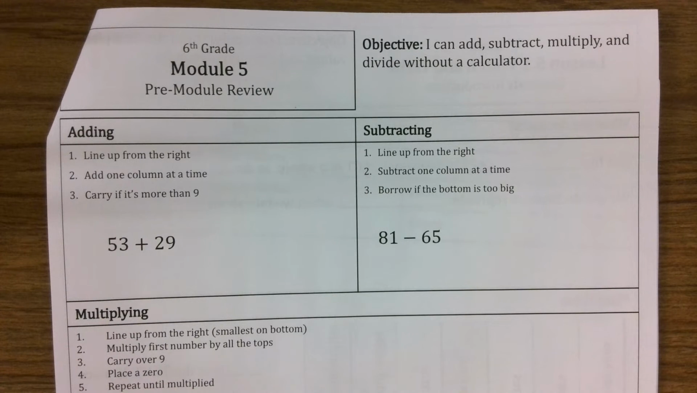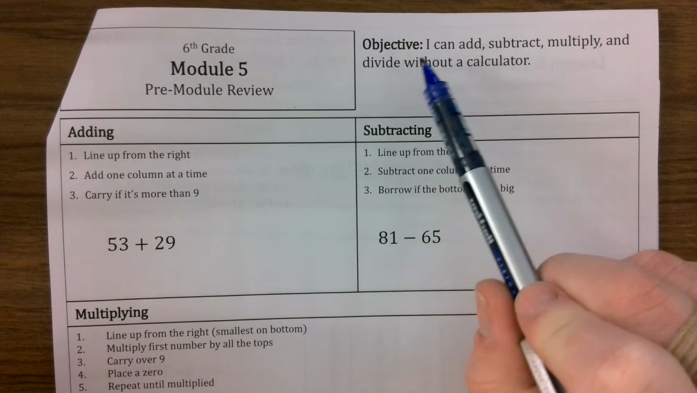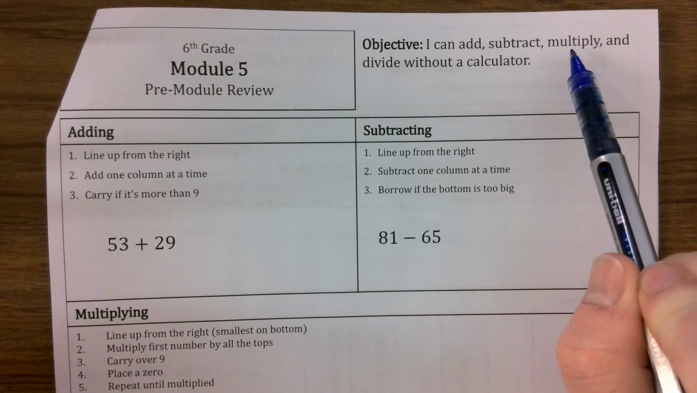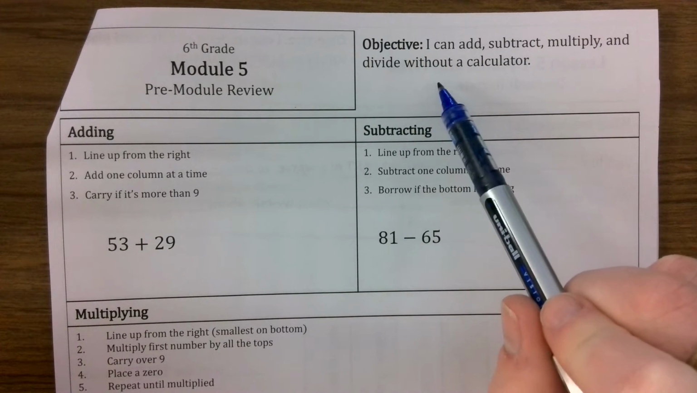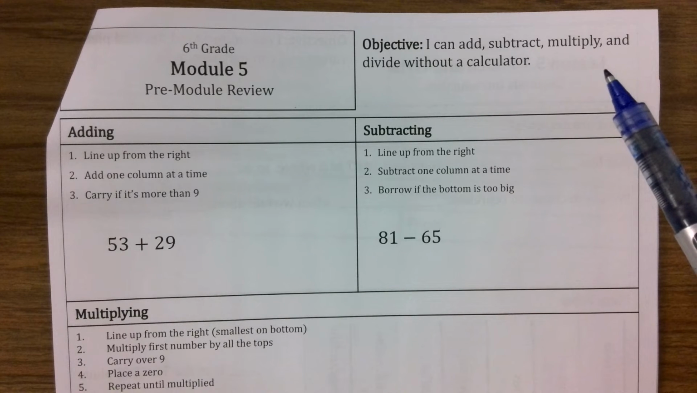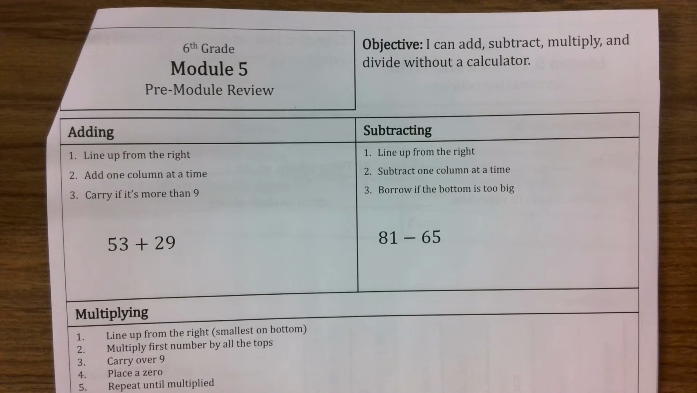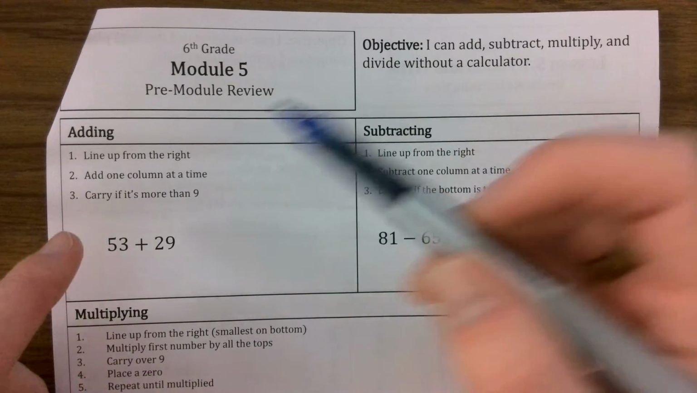All right, welcome to Module 5. This is our pre-module review. The objective for this lesson is I can add, subtract, multiply, and divide without a calculator. And we're just going to look at whole numbers because the rest of the module is going to be about doing this with decimals. So adding, there's 3 steps.